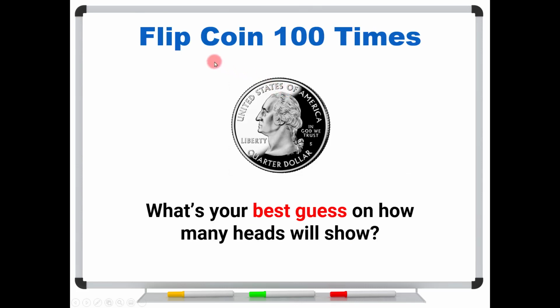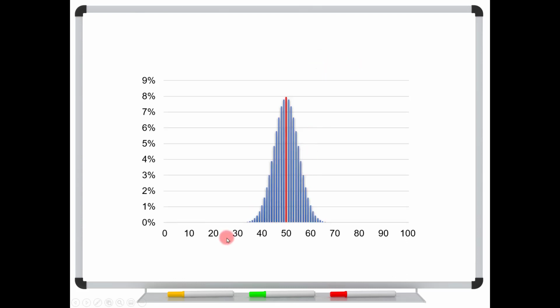So let's try another one. Flip a coin 100 times. What's your best guess now? Well, it should be 50. And again, back to the mistake, most people would say, oh, you're almost 100% certain to get 50 heads now, because I've heard of this concept that things start to even up in the long run. So you're going to be nearly 100% certain to get 50 heads. Well, let's go do the same experiment. We could have a minimum of 0, if we got all tails, and we could have a maximum of 100.